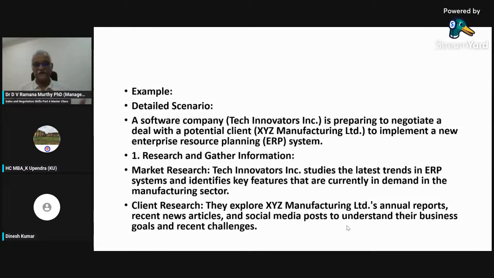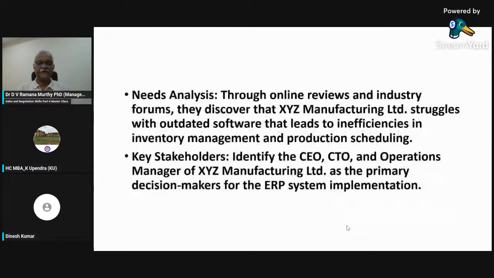And of course, if you can talk to them, you can be still more clear about what are their pain points. Next, go for need analysis. Through online reviews and industry forums, they discover that XYZ Manufacturing Limited struggles with outdated software that leads to inefficiencies in inventory management and production scheduling. Mind it, you could identify this through some online reviews or something like that.